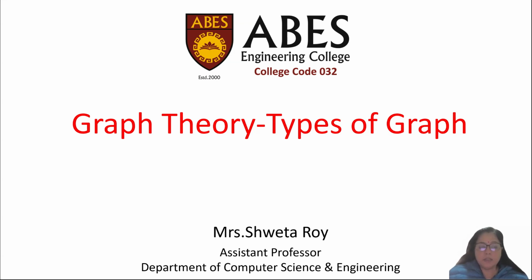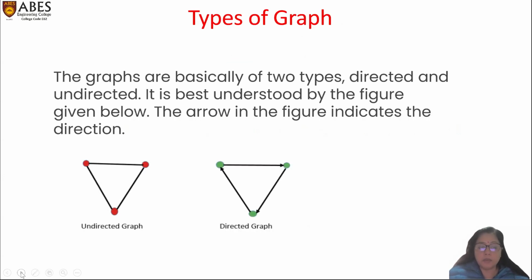In the series of lectures which we are discussing here, another video lecture on types of graph is being presented to you. So first of all, we will see the types of graph: directed and undirected graphs. Graphs are basically of two types: directed and undirected. It is best understood by the figure given below.